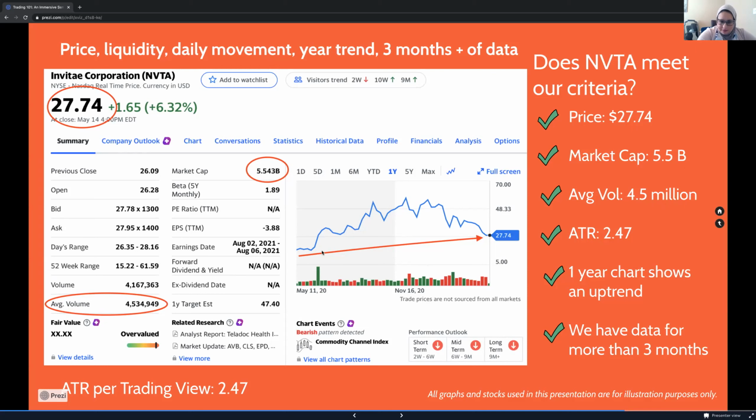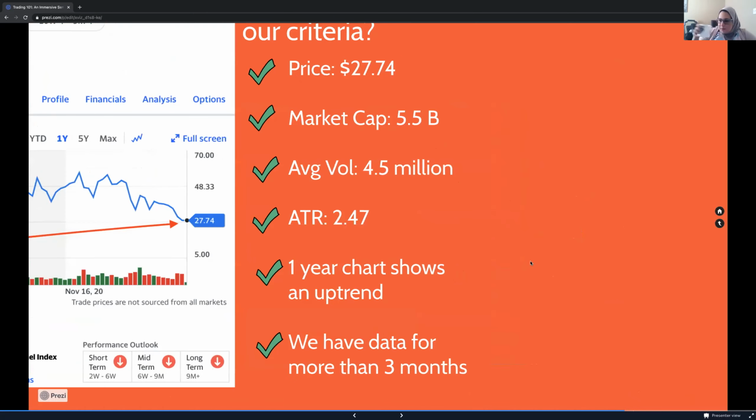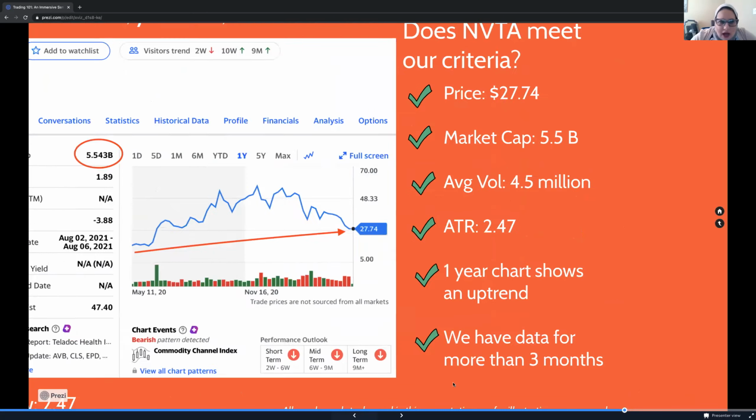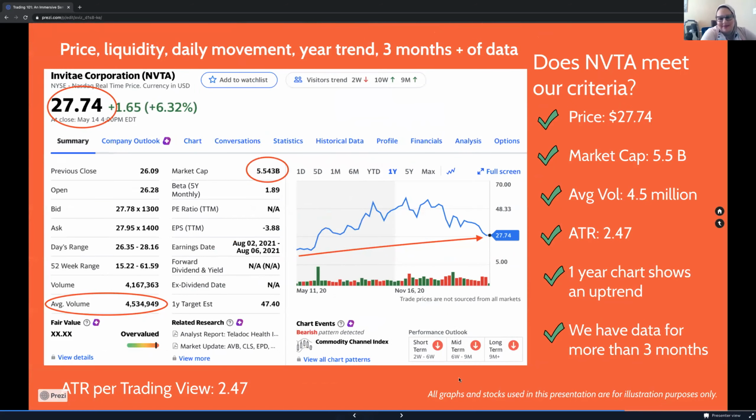Then we looked at our 1 year chart. As you can see in the Yahoo Finance, I selected the 1 year chart, and the current price is higher than last year's price, so it's not on a downtrend. Is that correct, Asma? That's correct. It's close, but it is on an uptrend. Since we actually do have information on the 1 year chart, that means this stock has data for more than 3 months. So it's checked off that criteria to be added to our watch list.